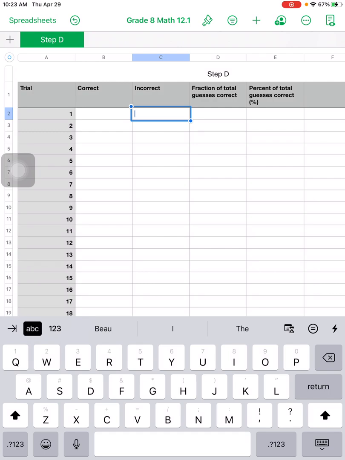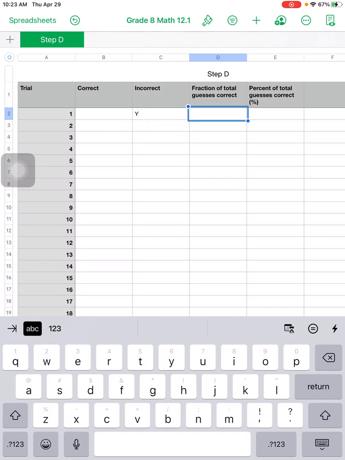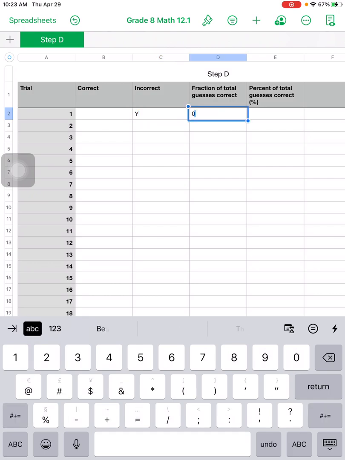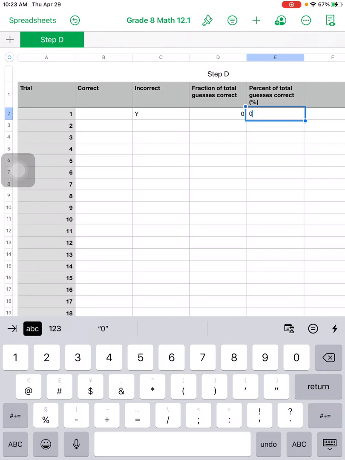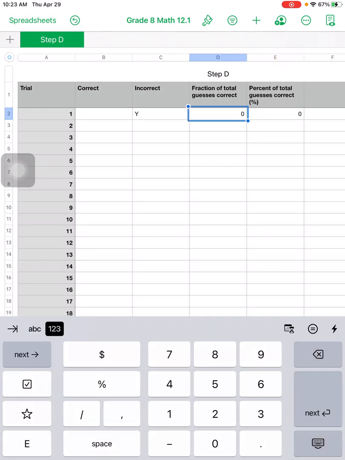All right, so the fraction of the total guesses that are correct. So if I guess incorrectly on the first one, that would be 0 out of 1. That means my percent total correct is going to be 0%. Okay, and you have to keep calculating your fraction as you go. So the next one would be out of 2. The next one after that would be out of 3, and eventually you're going to get some guesses correct, but you're going to keep track of this all the way through, and you figure out your percents.